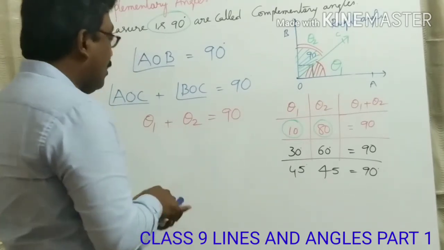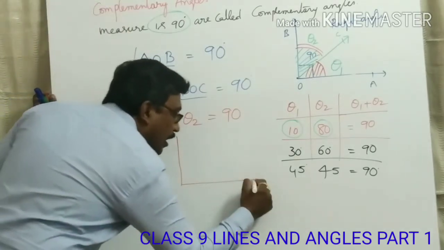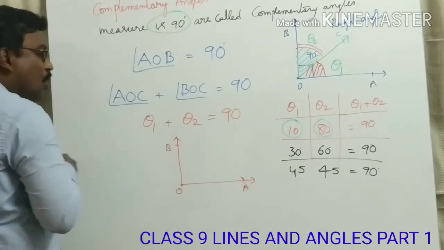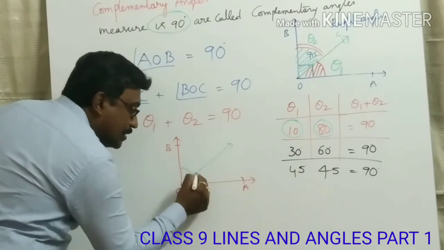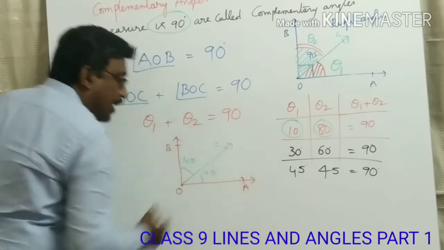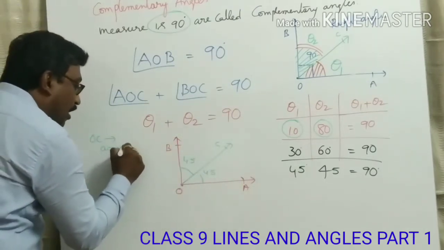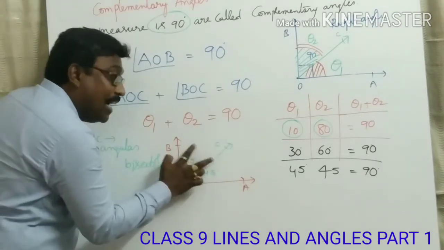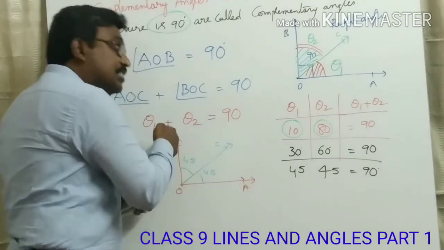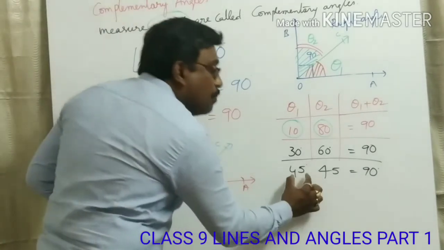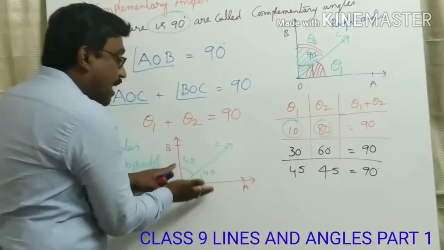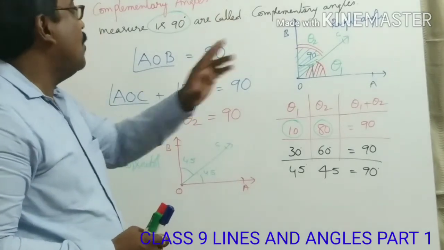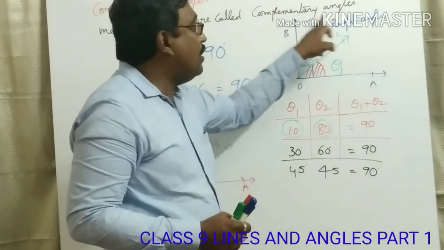If they are equal, then we should consider a very important point here. OA is one ray, OB is another ray, and OC divides the angle into two equal parts, that means 45 degrees and 45 degrees. Then OC is called the angular bisector, because the ray OC bisects angle AOB, which is 90 degrees, into two equal parts. Then it has a special name, angular bisector. So, what is meant by complementary angles? If the sum of the measures of two angles is 90 degrees, they are called complementary angles.